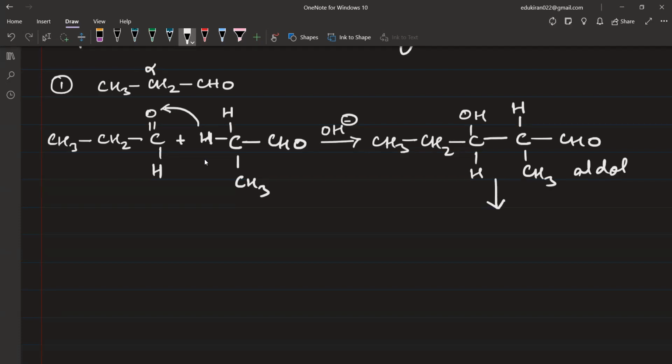Then what you are going to do? You are going to add H plus in the presence of heat. This water is going to be eliminated, and you are going to get a double bond between alpha and beta carbon. So you'll get CH3, CH2, carbon double bond carbon. This has a hydrogen, this has a CH3 as it is, and then CHO.